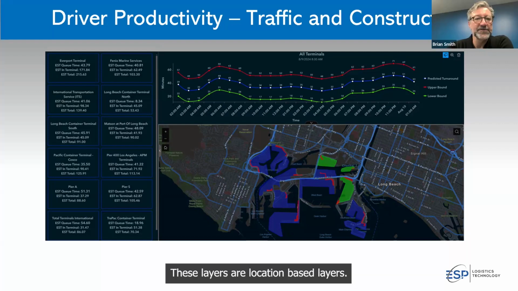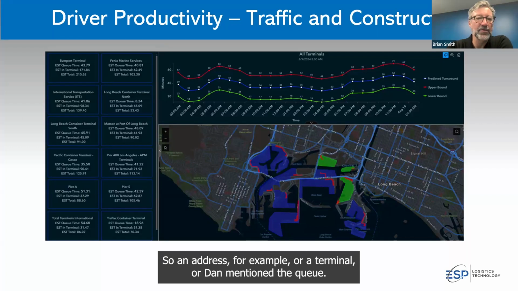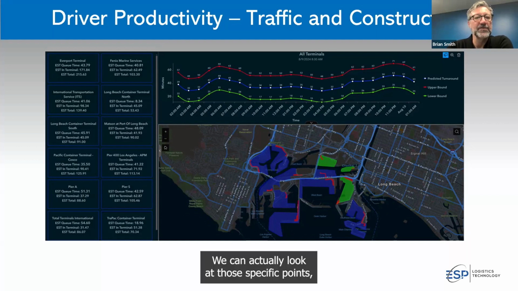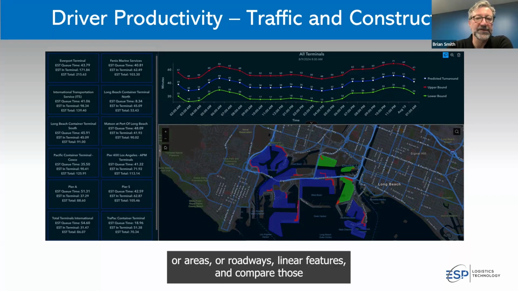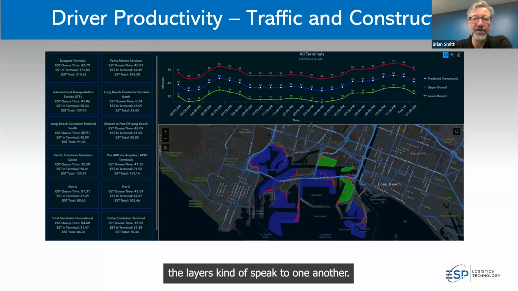So these layers are location-based layers, and the way we use them is that we can look at a location and compare all of those layers to that location. So an address, for example, or a terminal, or Dan mentioned the queue. We can actually look at those specific points or areas or roadways, linear features, and compare those to other things that are in that location or going to be in that location. And that's how the layers speak to one another.